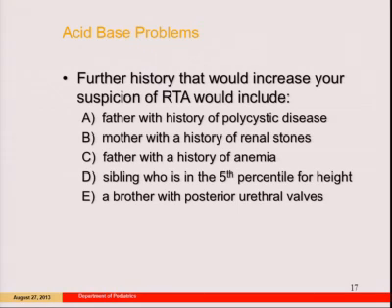Further history that would suggest distal RTA would be what? Father with a history of polycystic disease, mother with a history of stones, father with a history of anemia, a sibling who's in the 5th percentile, or a brother with posterior urethral valves?